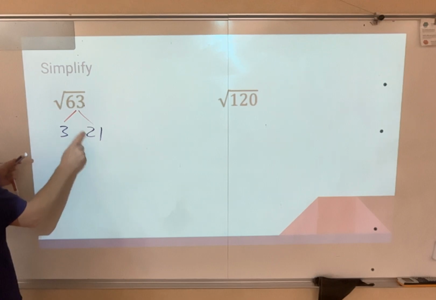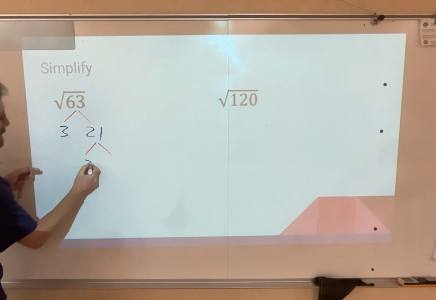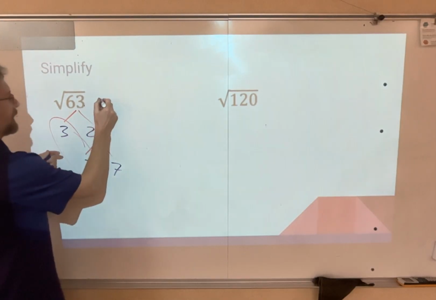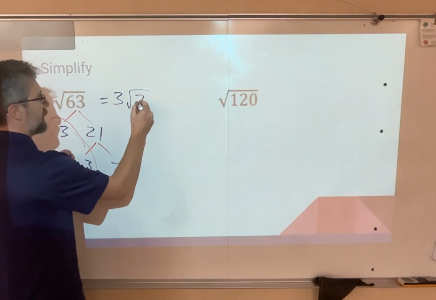All right, so 3 times 21 is 63. The 21 can split to 3 and 7. And now I have a group of 2 3s. That number goes to the outside, and then I've got 7 left on the inside.